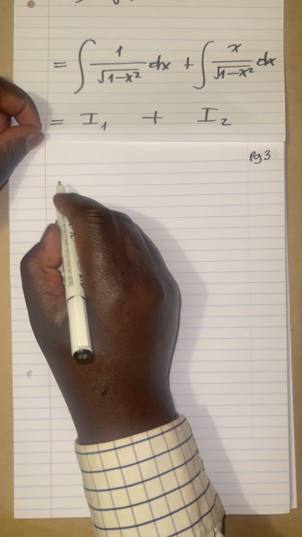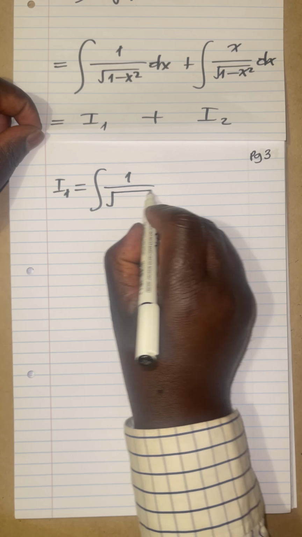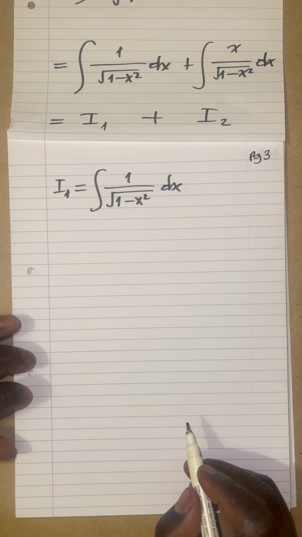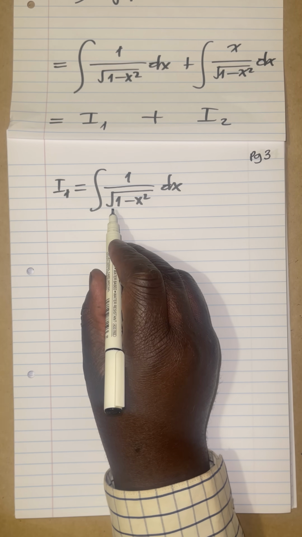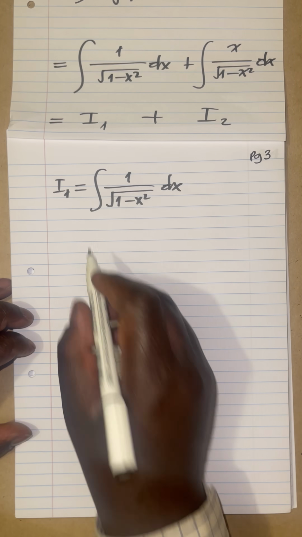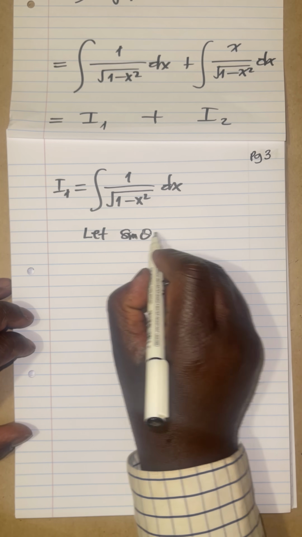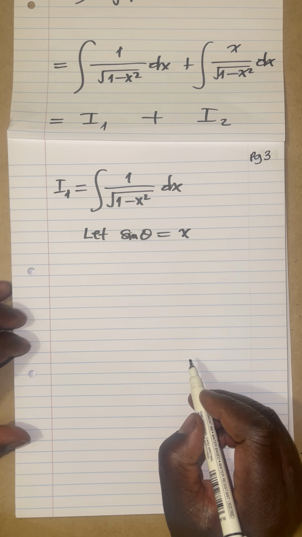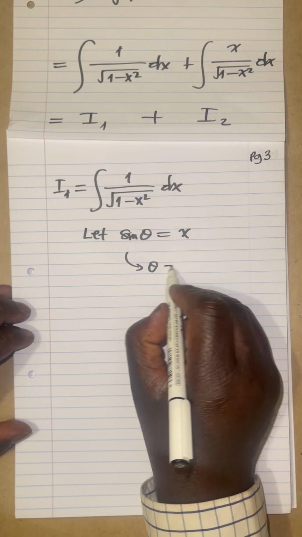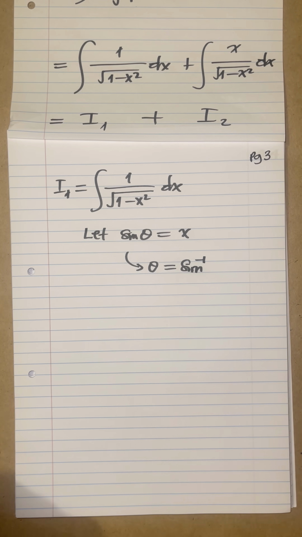Right. So I1 is equal to the integral of 1 all over the square root of 1 minus x squared dx. We need to evaluate this, where when you see the square root of 1 minus x squared, trig substitution, and sine to be specific, comes to mind. So we're going to say now, let sine of theta be equal to x. Two equations must come from this one. The first one is we have to solve for theta. So theta will be equal to sine inverse, some people say arc sine.